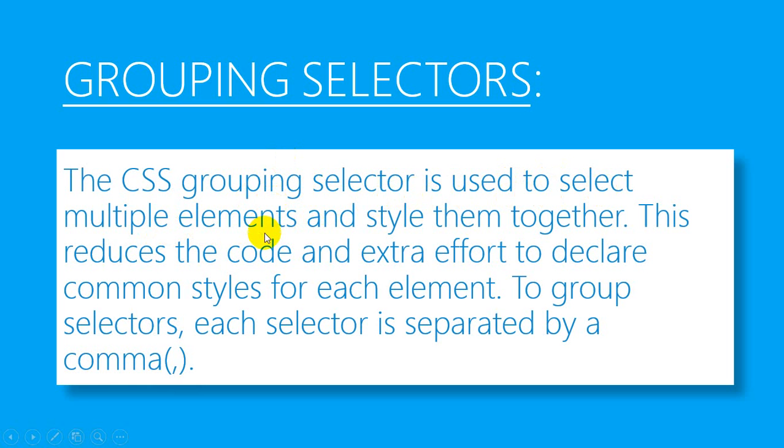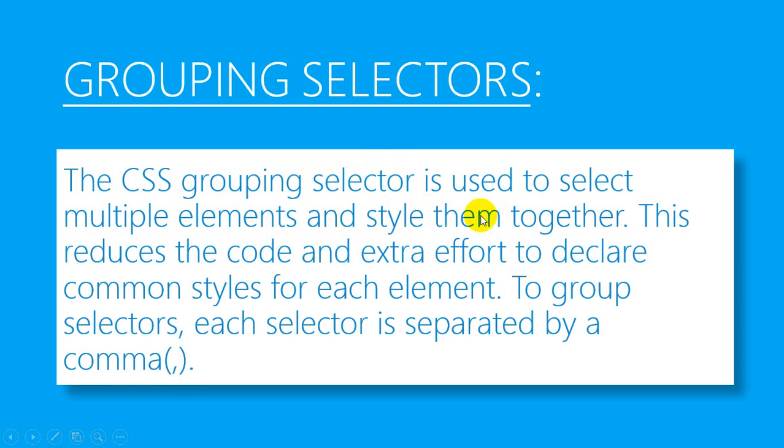Grouping means what? We are going to combine, we are going to group together n number of elements or multiple elements. What are the elements? Elements are nothing but HTML tags. So the grouping selector is used to select multiple elements and style them together. What is meant by style them together? Means apply CSS to all the HTML elements which are in one group. First we have to make a group, then we will apply some CSS. So this CSS will be applied on all the members of this group.